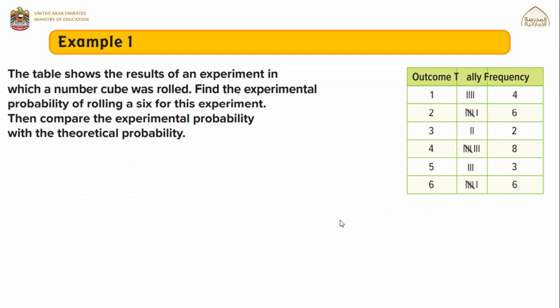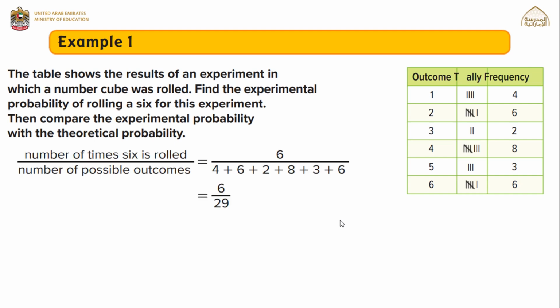Example 1. The table shows the results of an experiment in which a number cube was rolled. Find the experimental probability for rolling a 6 in this experiment. Then compare the experimental probability with the theoretical probability. Number of times 6 is rolled divided by the number of possible outcomes. The number 6 is rolled 6 times. So, 6 times divided by the total number of possible outcomes.